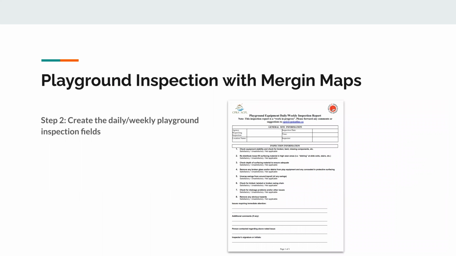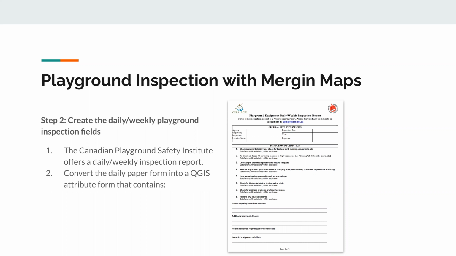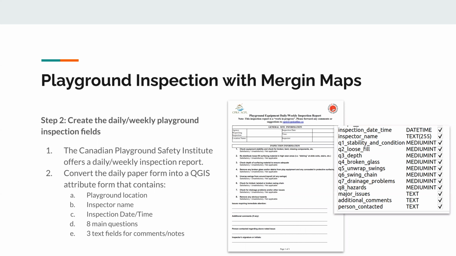So step 2, I wanted to create these daily weekly playground inspection fields. So I found this report. I converted the daily paper form into a QGIS attribute form that contains playground location, inspector name, inspection date, time, and then 8 main questions, followed by 3 text fields for comments and notes. So not very complicated, but I created these additional fields within the original playground data set.